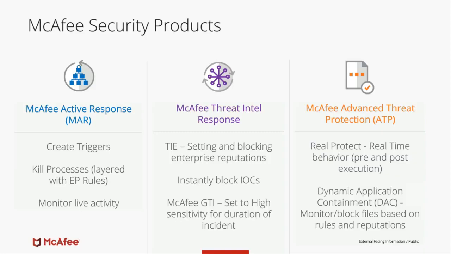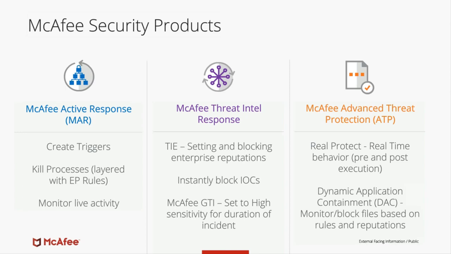The next would be DAC, or Dynamic Application Containment. This is what I was talking about when I was discussing TIE. It uses a list of rules in settings for the reputation threshold to contain files, whether it's set to unknown or might be malicious. Might be malicious is the default setting for balance. As your environment becomes more mature with the product, oftentimes we recommend setting that to unknown.